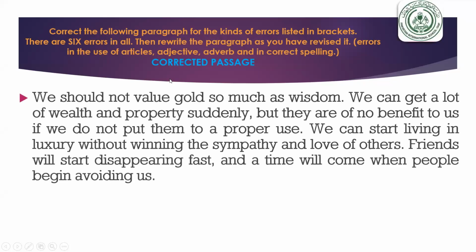But, dear students, here the corrected passage is given. This is a correct passage. We should not value gold so much as wisdom. We can get a lot of wealth and property suddenly, but they are of no benefit to us if we do not put them to a proper use. We can start living in luxury without winning the sympathy and love of others. Friends will start disappearing fast, and a time will come when people begin avoiding us. So this is the correct passage. We have found the 6 mistakes, errors over there from this passage, and then we make it right for you, dear students. So, dear students, you can write a passage.